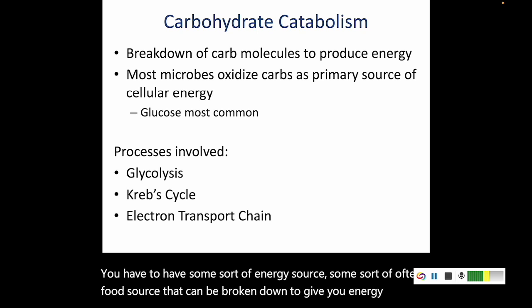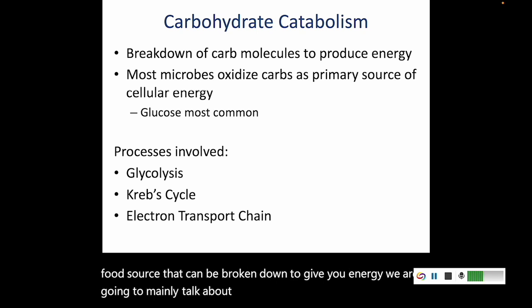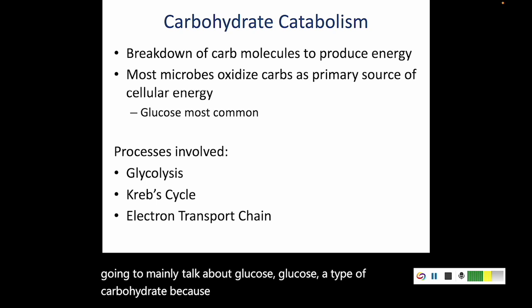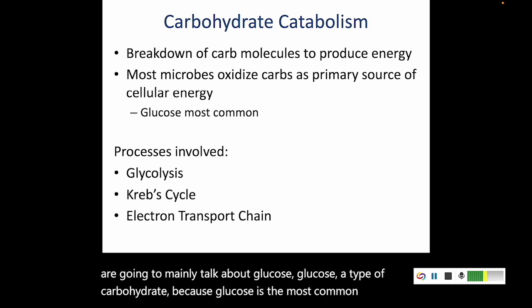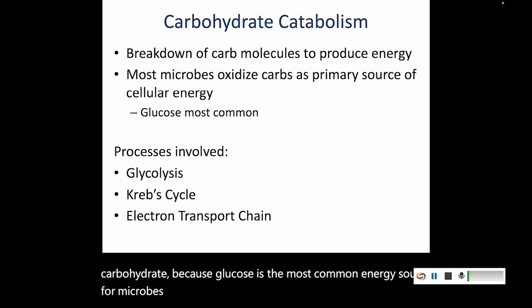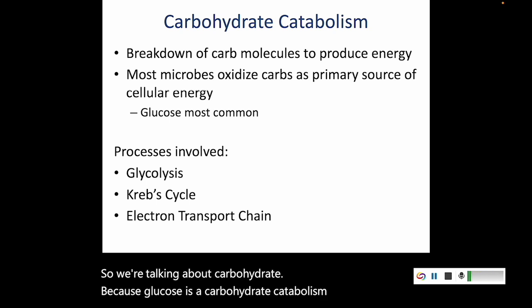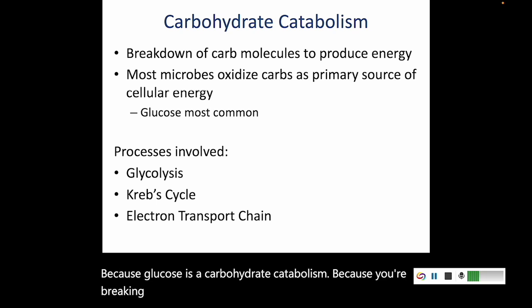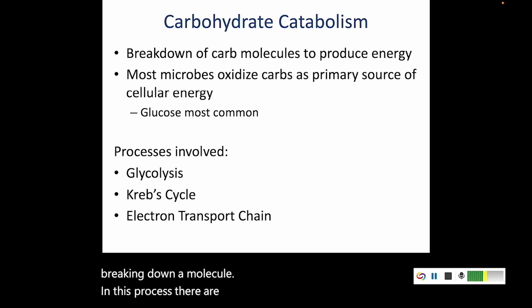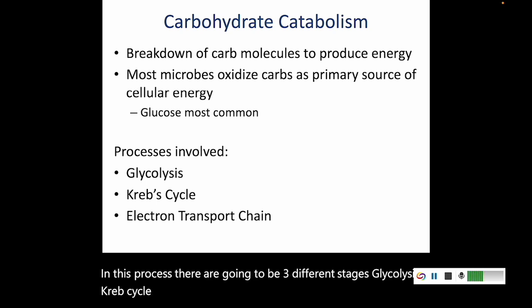We are going to mainly talk about glucose, a type of carbohydrate, because glucose is the most common energy source for microbes. So we're talking about carbohydrate catabolism, because we're breaking down a molecule. In this process, there are going to be 3 different stages: glycolysis, Krebs cycle, and the electron transport chain.